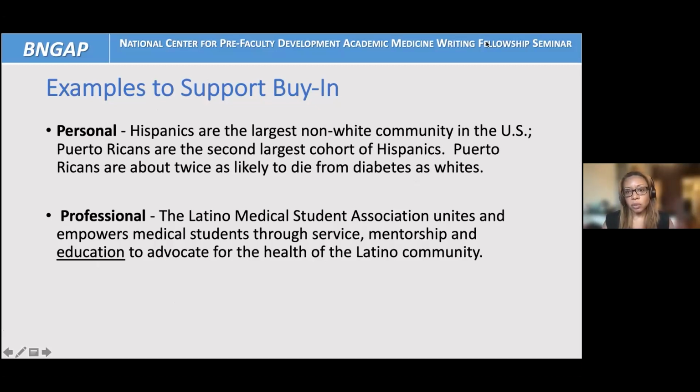Hispanics are the largest non-white community in the United States, and Puerto Ricans are the second largest cohort of Hispanics. Puerto Ricans are twice as likely to die from diabetes as whites. That might be a personal thing that I am passionate about, health in the Latinx community. Professionally, the Latino Medical Student Association unites and empowers medical students through service, mentorship, and education to advocate for health in the Latino community. So you have a personal interest, you can also work through the LMSA or the NHMA.